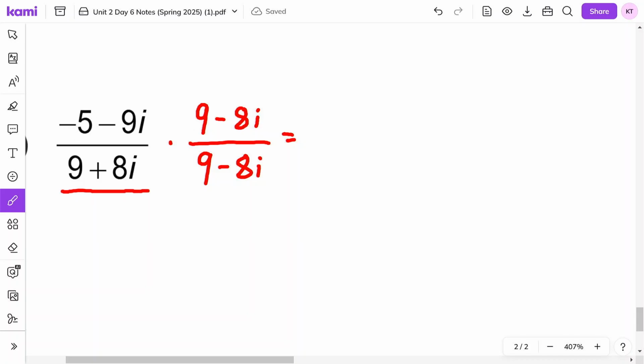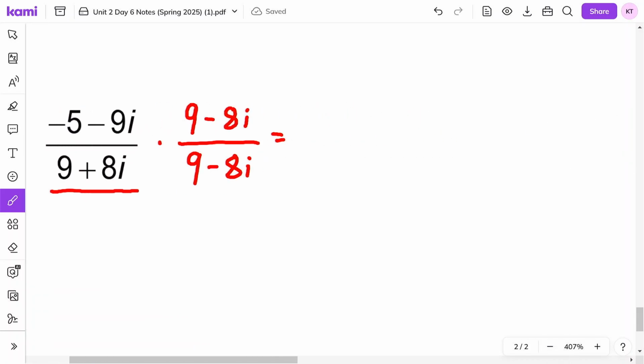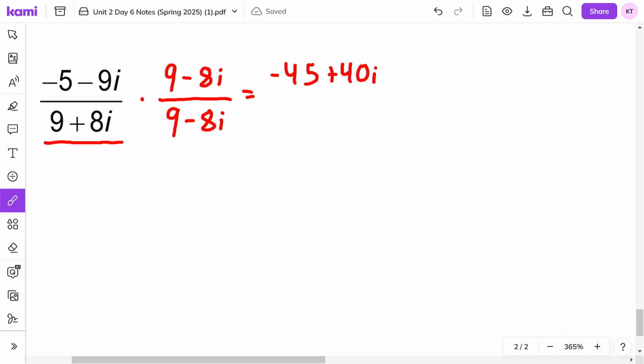So negative 5 times 9 will give me a negative 45. Negative 5 times negative 8i will give me a positive 40i. Negative 9i times 9 will give me a negative 81i. And then negative 9i times negative 8i will give me a positive 72i squared. So yes, that is a lot to write out. If you prefer to multiply these out by using the box method, I would go ahead and recommend doing so for those.